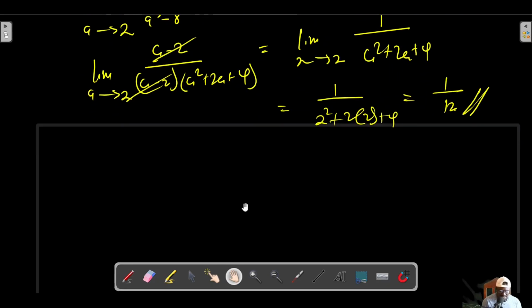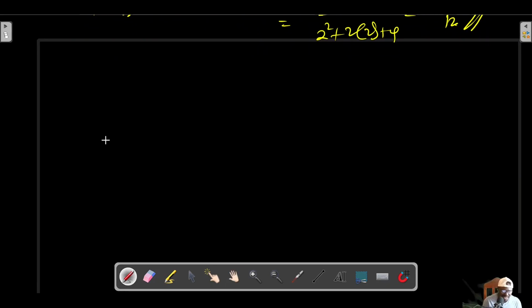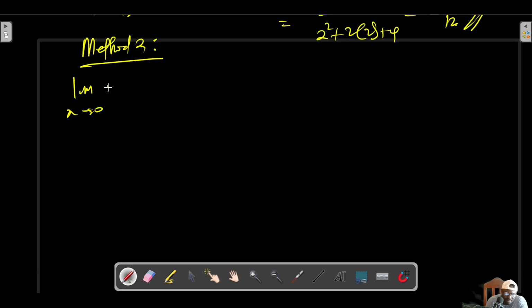Now, let us also try to rationalize our radical. So this method 2, actually the first method we've been using, which is the rationalization method. Let me say method 2, using the rationalization method, our limit expression was cube root of 8 plus x minus 2 on x.